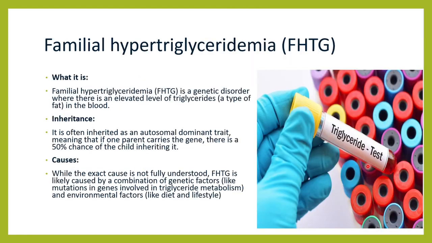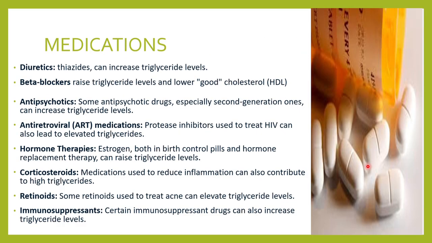Familial hypertriglyceridemia is another cause for increased TG, and this is a genetic disorder. It is an autosomal dominant trait. That means if one parent carries this gene, there is a 50% chance of the child inheriting it. So this can also lead to increased triglyceride.